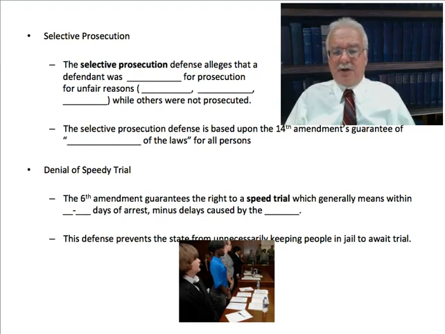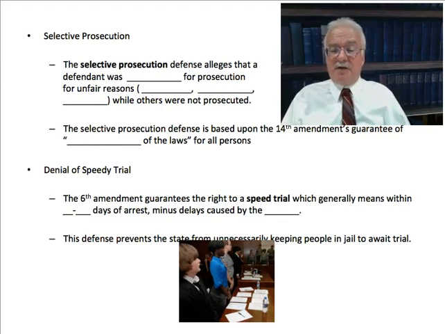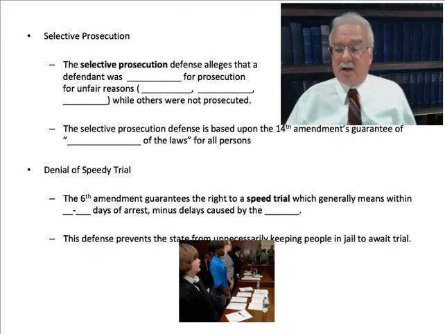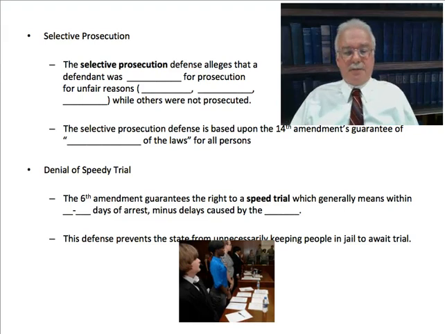The selective prosecution defense is based upon the 14th Amendment's guarantee of equal protection of the laws for all persons. We believe everyone should be treated fairly. Nobody should be singled out for preference or for prosecution. And the 14th Amendment gives us that under equal protection of the laws in the legal system. And selective prosecution clearly means somebody is not being treated equally. They're being targeted for bad reasons.